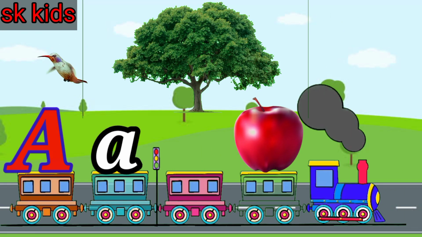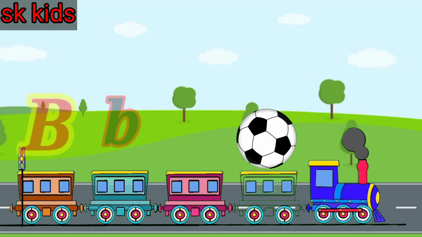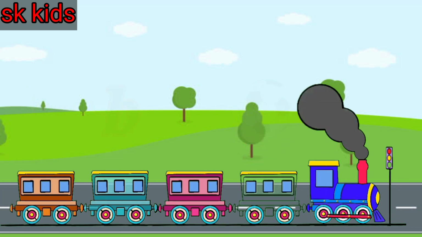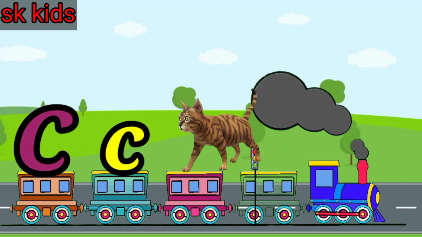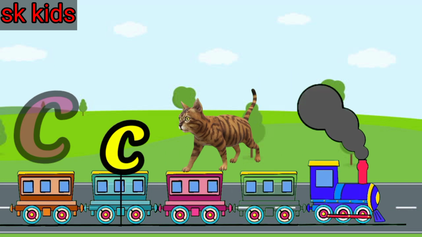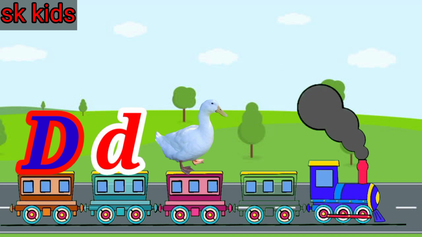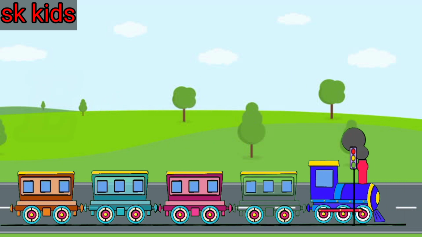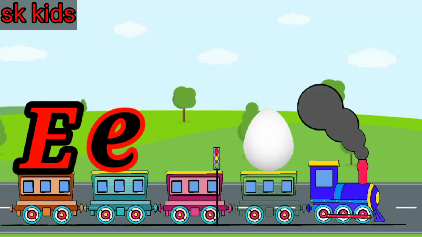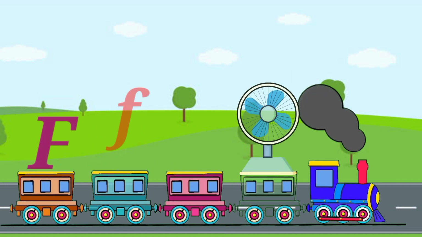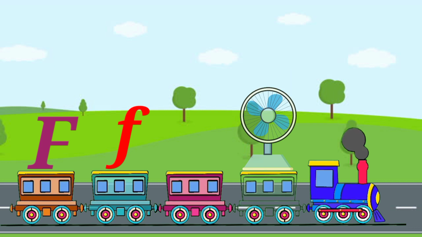A is for apple. B is for ball. C is for cat. D is for duck. E is for egg. F is for fin.